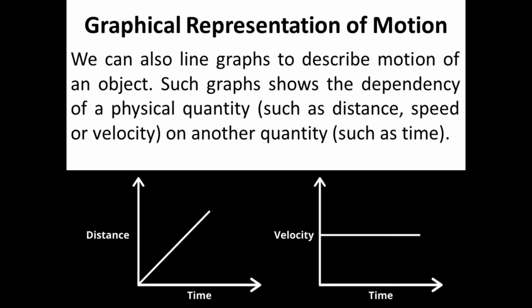Because graph provide convenient method to present the basic information, and the graphical representation makes it simpler for us to understand the data. Thus, we use line graphs to describe the motion of an object. Such graphical representation shows the dependency of one physical quantity on another physical quantity. और ये डिपेंडेंट फिजिकल क्वांटिटी डिस्टेंस भी हो सकती है, स्पीड भी हो सकती है, या फिर वेलोसिटी.